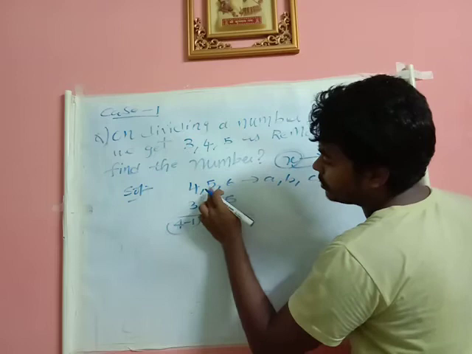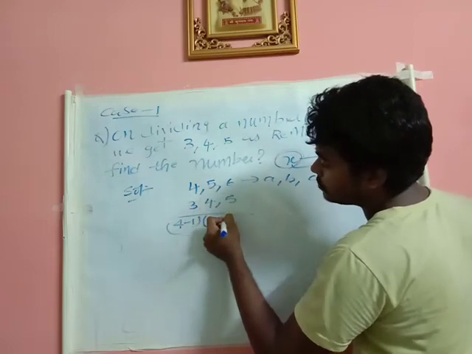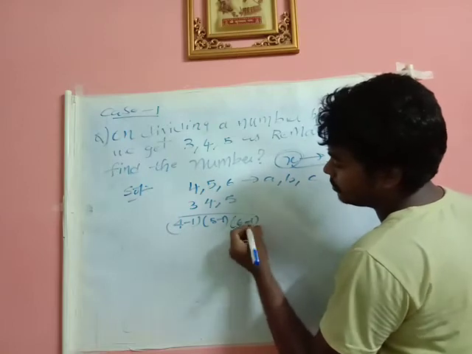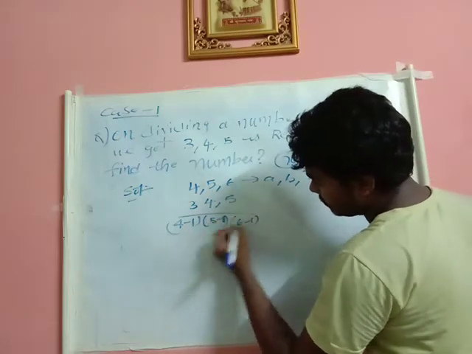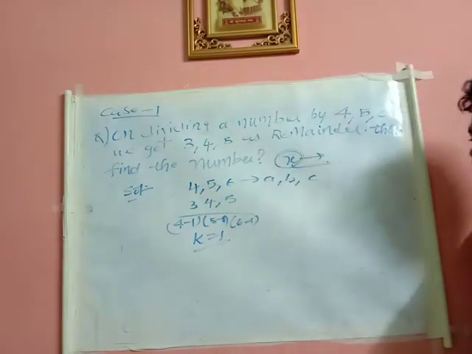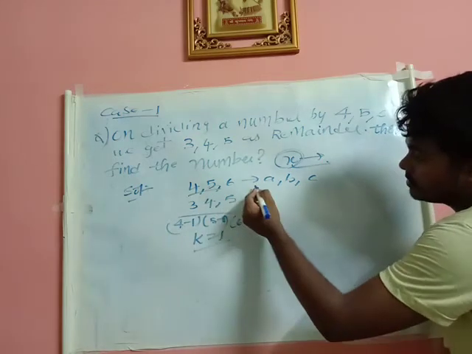What should I do to 5 so that I can get 4? 5 minus 1 is 4. What should I do to 6 so that I can get 5? 6 minus 1 is 5. You assume this common subtractor as k. So here k is equal to 1. Here k is equal to 1. Right? Did you get this? Right? So let me assume this 4, 5, 6 as ABC.